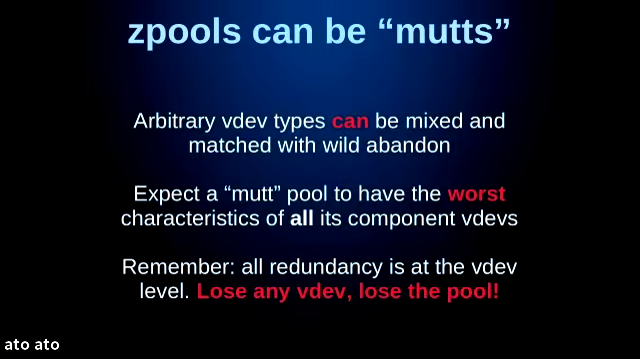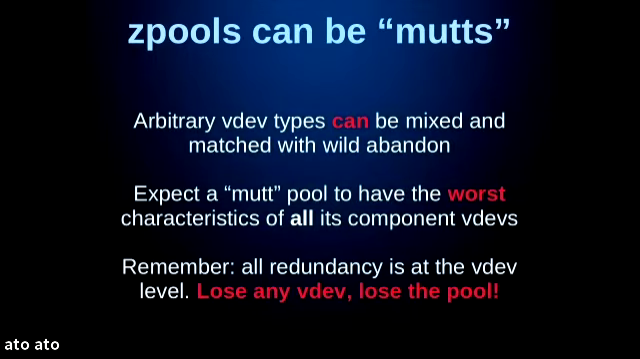A zpool can absolutely be a mutt. We mentioned this earlier. You can mix and match VDEV types however you want to. That's not usually what you want to do if you can avoid it, though, because your pool will end up basically having the worst characteristics of each VDEV type. So if you've got a pool with, like, a 2-drive mirror and a 6-wide RAID Z2, it's going to have the poor performance of the wide stripe, and it's going to have the lack of parity of the 2-drive mirror. So you've kind of got the worst of all possible worlds. Not a great idea.